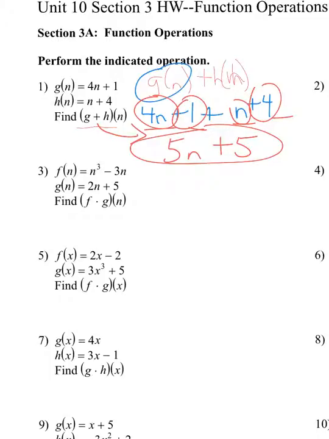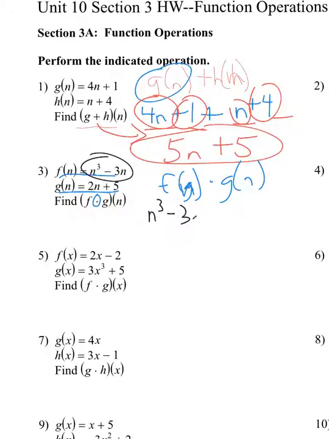If we look at 3, I'm given function f and function g, and a dot means multiplication. So I'm going to take f of g, and I'm going to multiply f of n times g of n. Now, these are both binomials, so f of n is n cubed minus 3n, and I'm going to multiply it times g of n, which is 2n plus 5.